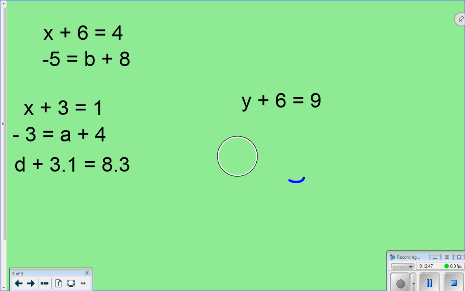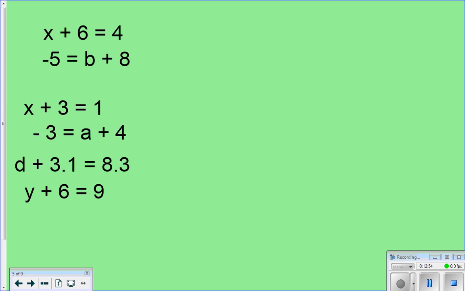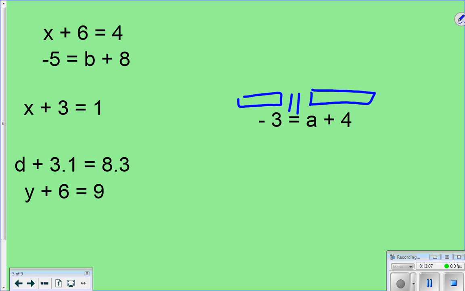All right, do this one for me. Let's do this one. Don't let that negative screw you up. Think to yourself, okay, this is my one side. This is my other side. I need A by itself. Show the work. If you show the work, it's going to make your life a lot easier in the long run once we get to multi-step equations.